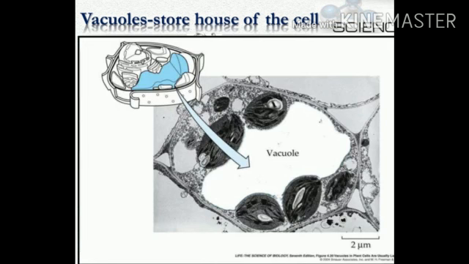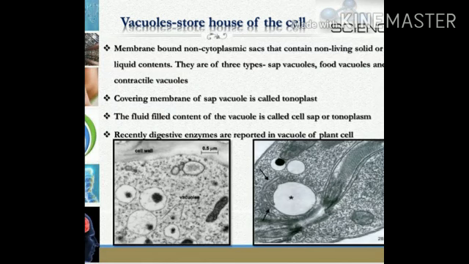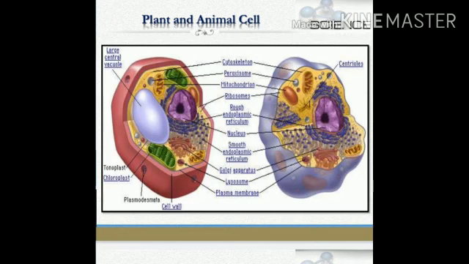Okay. Now the last is vacuoles. Vacuoles are known as the storehouse of the cell. Mainly vacuoles are present in large amounts in plant cells, not in the animal cell. Now look at the functions of the vacuoles. Vacuoles are the storehouse of the cell, and they are bound non-cytoplasmic sacs that contain non-living solid or liquid content. They are also covered by a membrane, sometimes known as tonoplast.